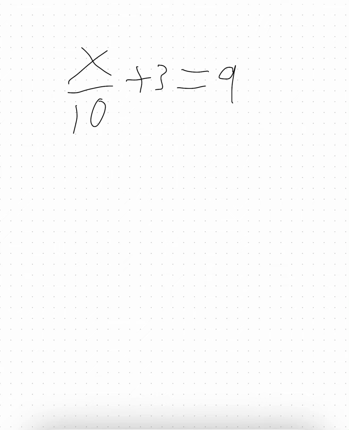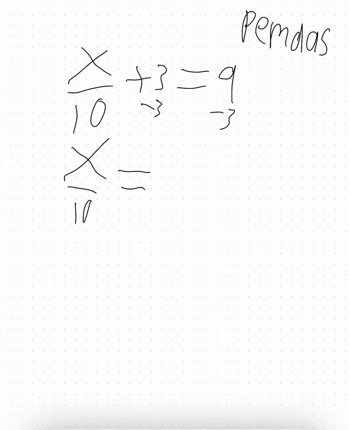Let's try a more difficult one. Let's do x divided by 10 plus 3 equals 9. Notice how this problem is different from the others. It is different because we are dividing by a number. Okay? Note our PEMDAS rule. Let's do subtraction first, like we've always been doing. Subtract 3 on both sides. Get x over 10 equals 6.